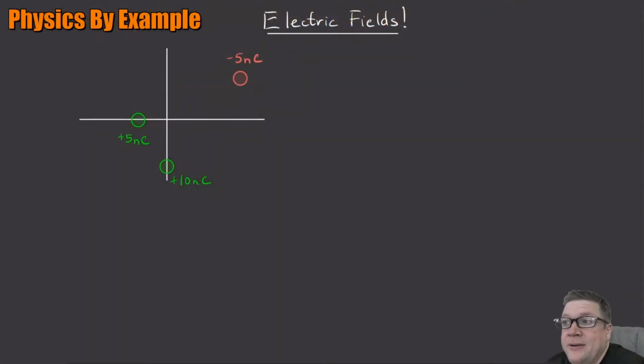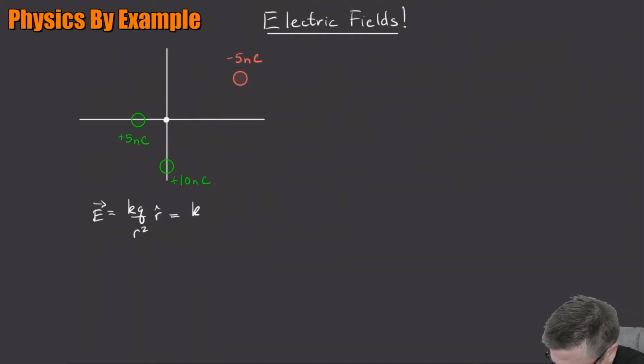Now there are 3 point charges, and let's say I want to know what the electric field is at the origin due to these 3 point charges. We're going to follow the same exact prescription. The traditional way to write the electric field is KQ over R squared, R hat. But I think it's easier to do KQ over R cubed, R vector. Same thing, right?